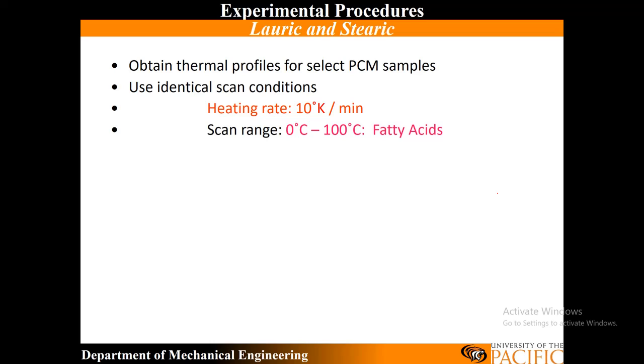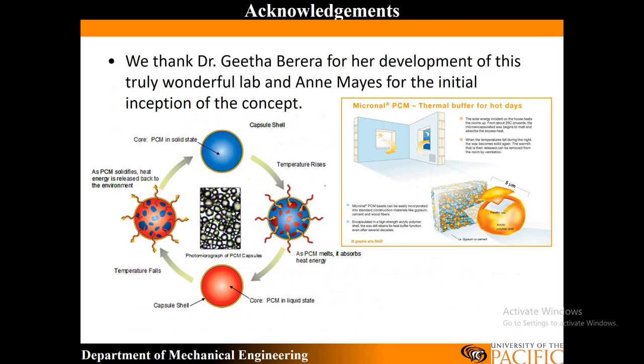In this experiment, we are going to be measuring at a heating rate of 10 degrees K per minute. We're going to scan from 20 degrees C to 100 C for our fatty acids. We are going to build this phase diagram and identify the key thermal properties that we've mentioned: T_m, delta H_m, delta T, our thermal stability, et cetera.